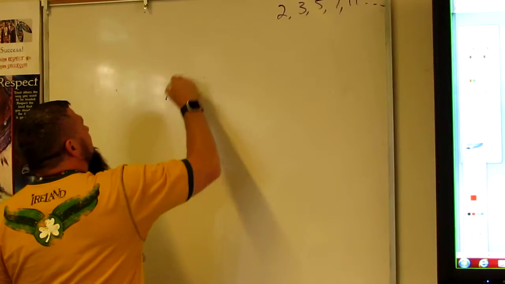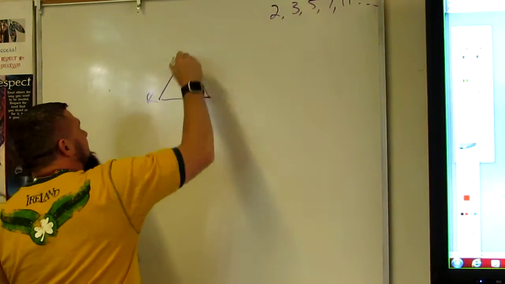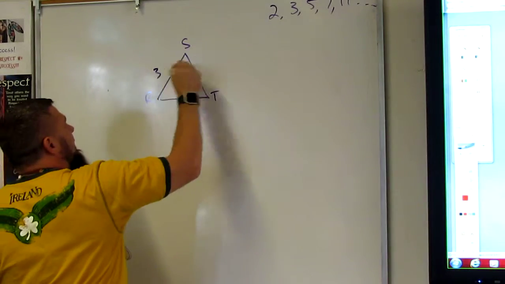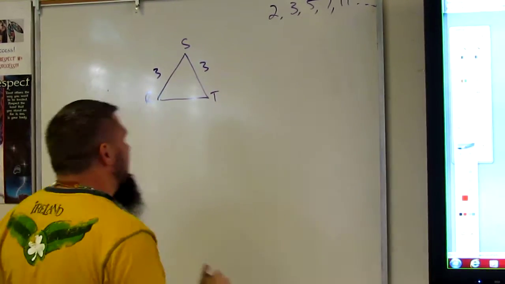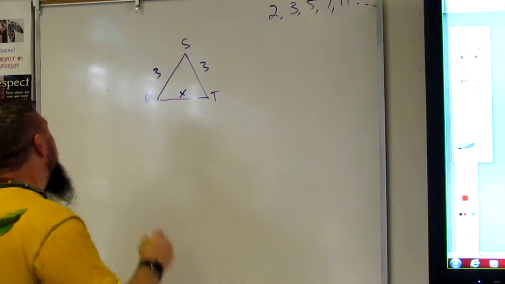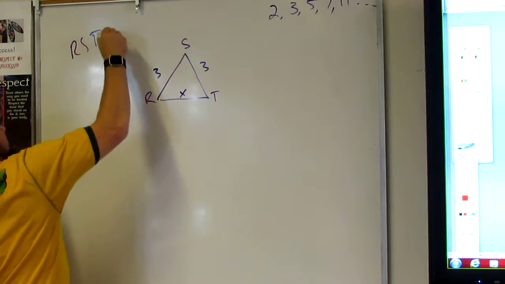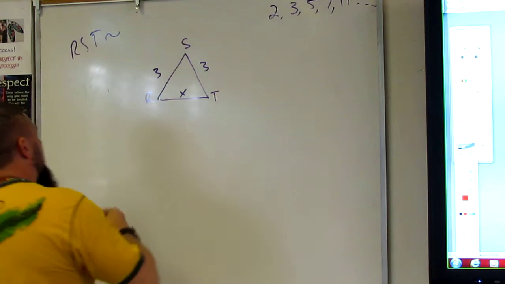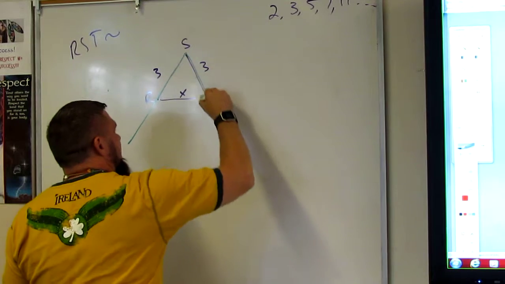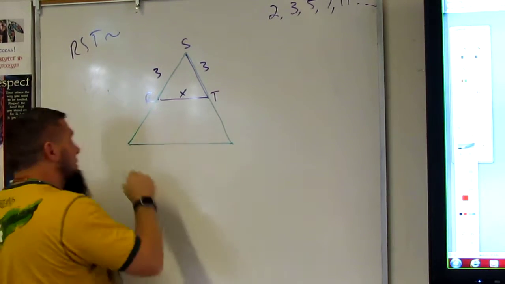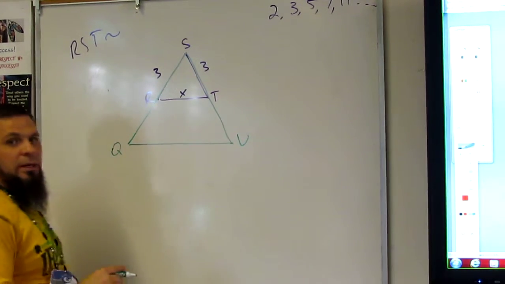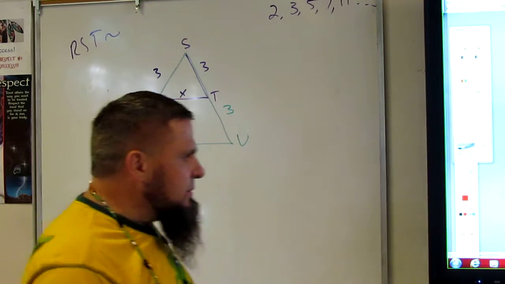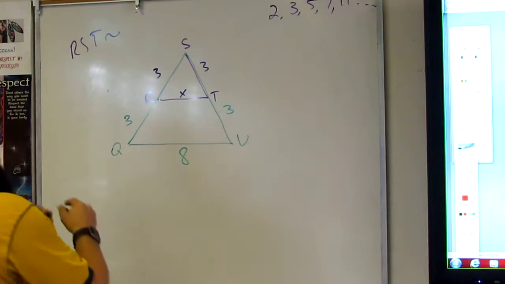Okay, we got RST, and it's 3 and 3 and x. And they said that RST is similar to QSB. So we got QSB. And they said that this is 3, and this is 3, and this is 8. Is that correct?